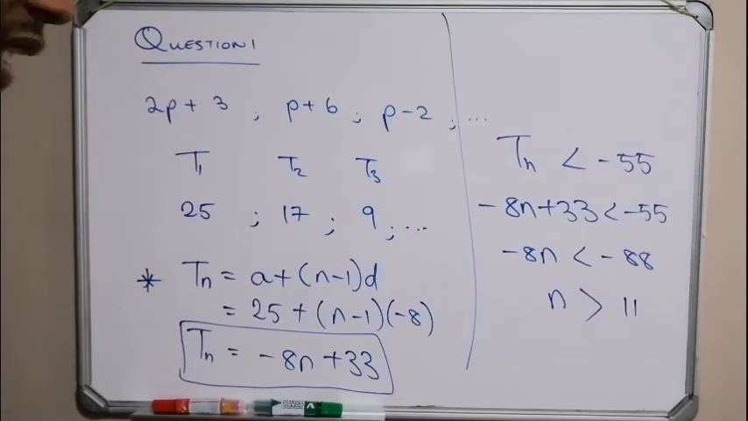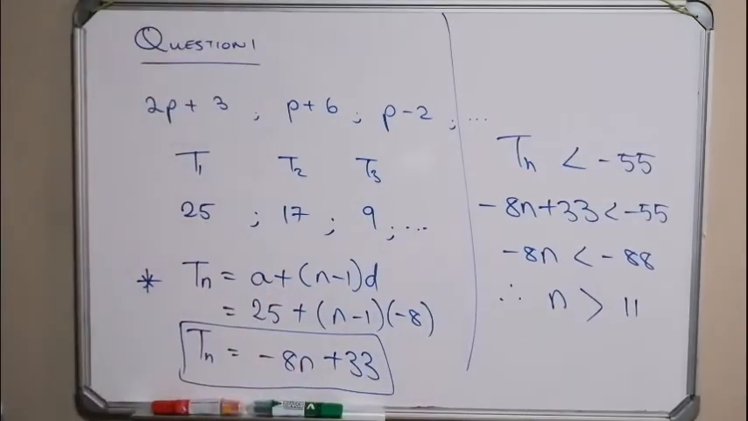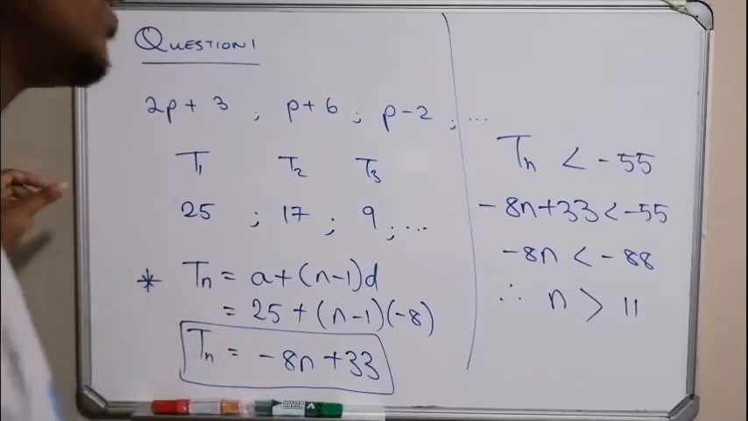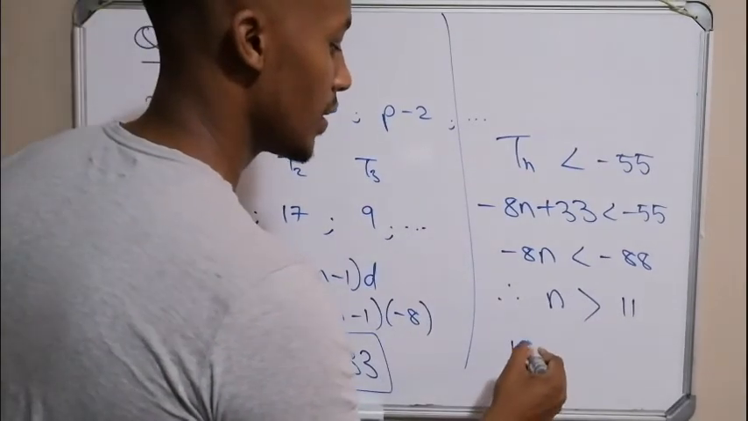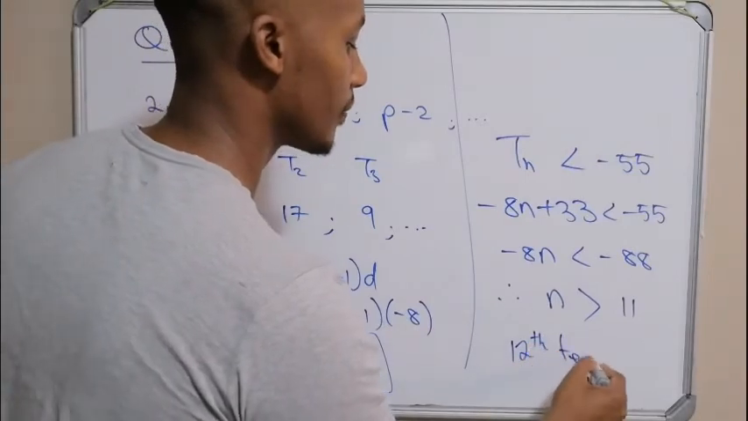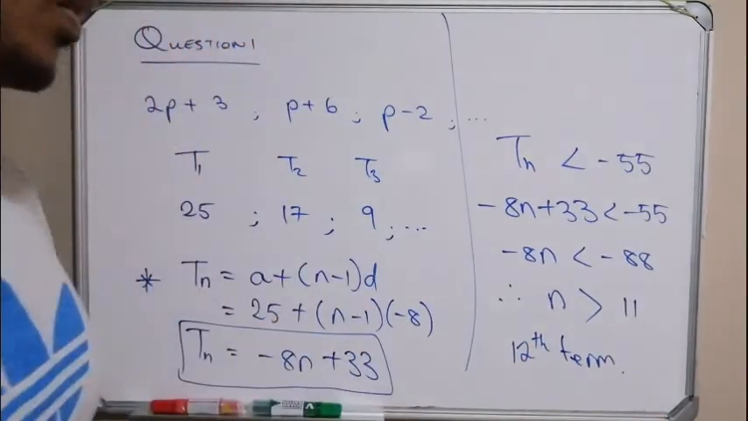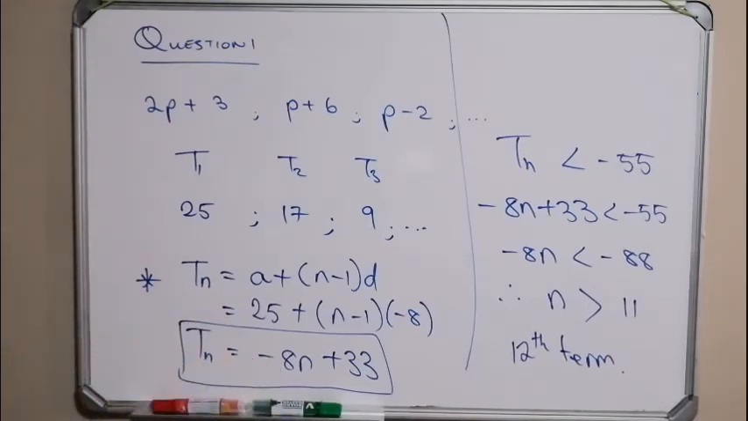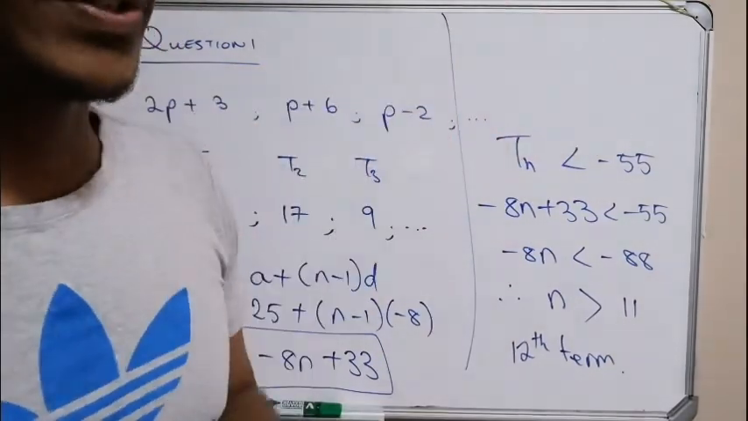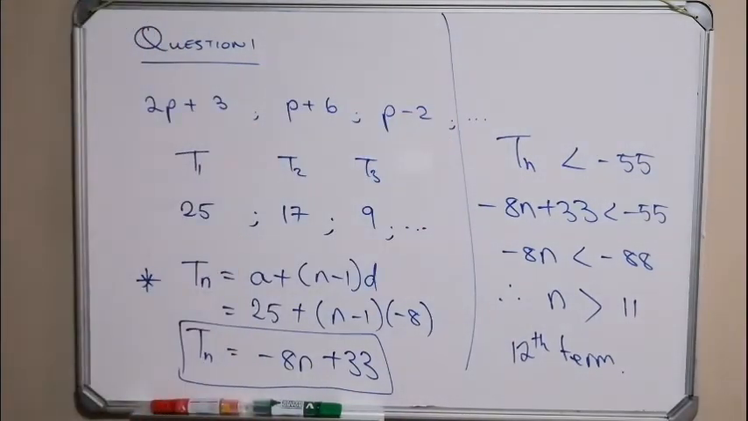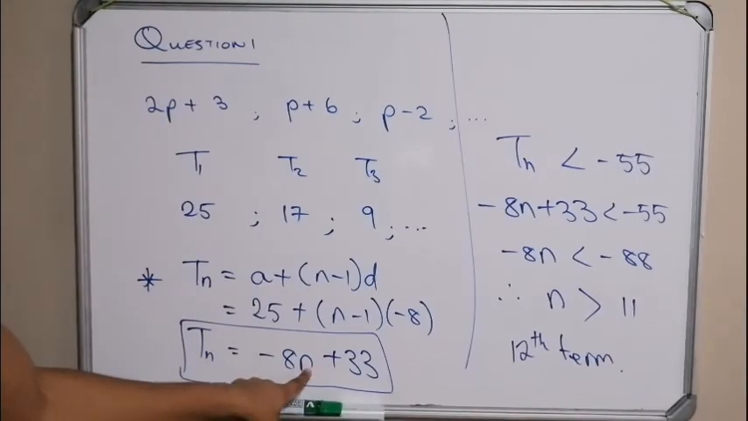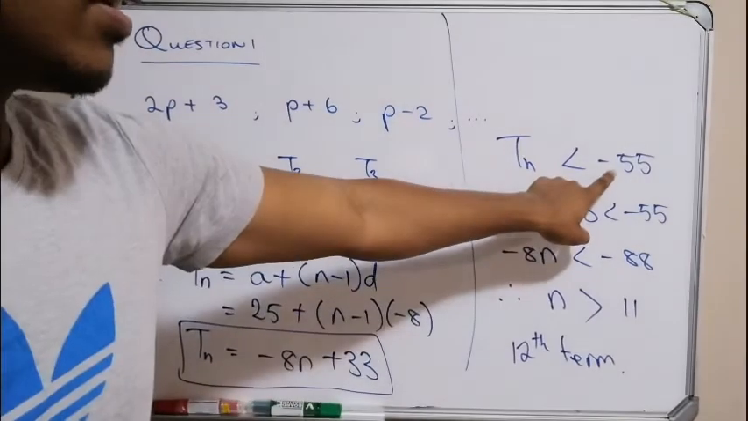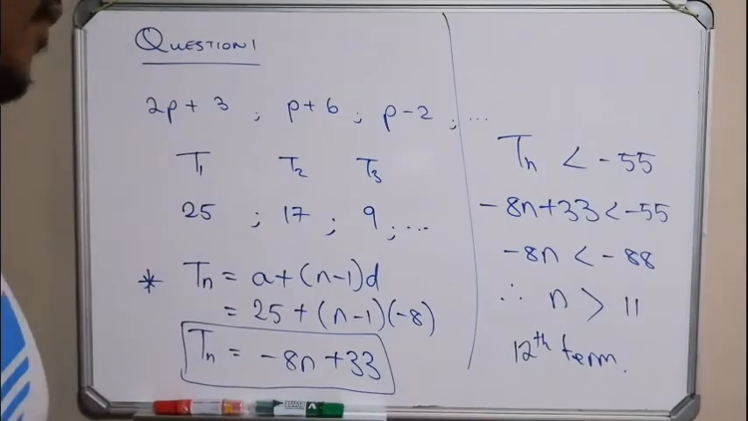Okay, so here you can see now that n has to be some number that's bigger than 11. And the smallest number that is bigger than 11 is actually the number 12. So it's basically the 12th term. The 12th term will be the smallest number for n that will produce a term that is less than negative 55. And you can actually test that with your formula. If you substitute 12 in here, you'll get something that is less than negative 55.